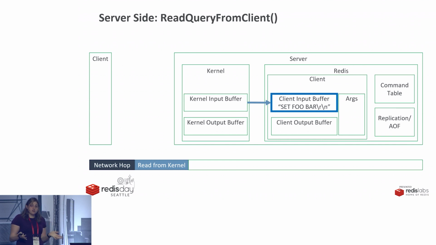The only validation that we're doing at this point is to make sure we're not reading in too much data. So there's a client input buffer limit, which is the protocol max limit, which is a configurable value that defaults to 512 megabytes. So that's the largest size that Redis can read in for a single command. So at this point, we just have a raw string within Redis.